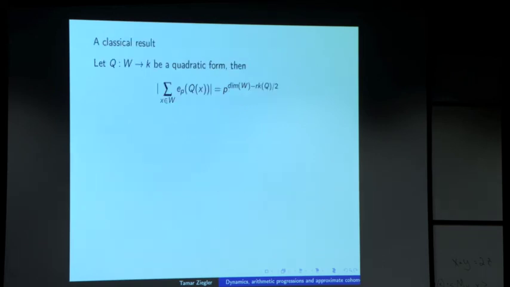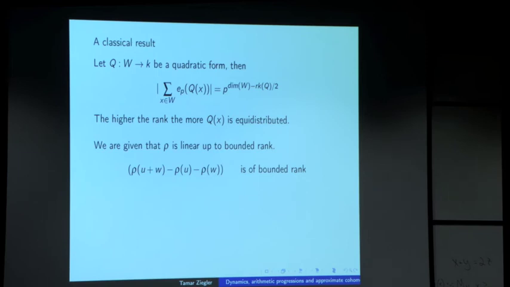And to our aid comes a classical result about quadratic forms. If you have a quadratic form and you look at the exponential sum, the higher the rank, the more equidistributed it is. So a low rank quadratic form is biased. There's a bias in the exponential sum, and we're given that this creature, rho of u plus w minus rho of u minus rho of w, is of bounded rank. So we can try to use it to pick up some bias in the count of 3-dimensional cubes, and indeed you can do that.